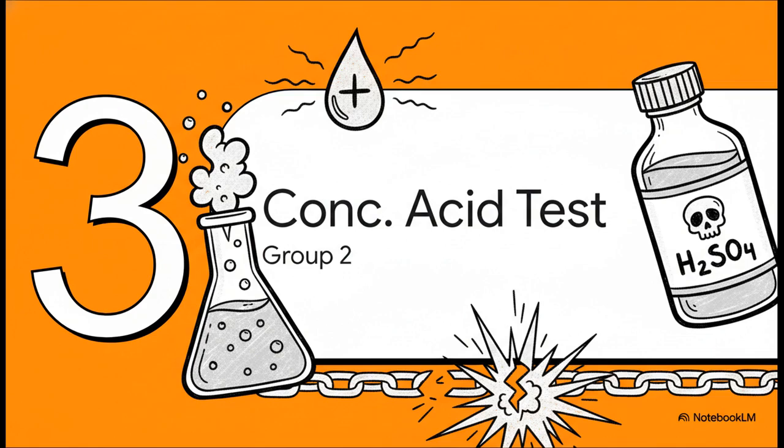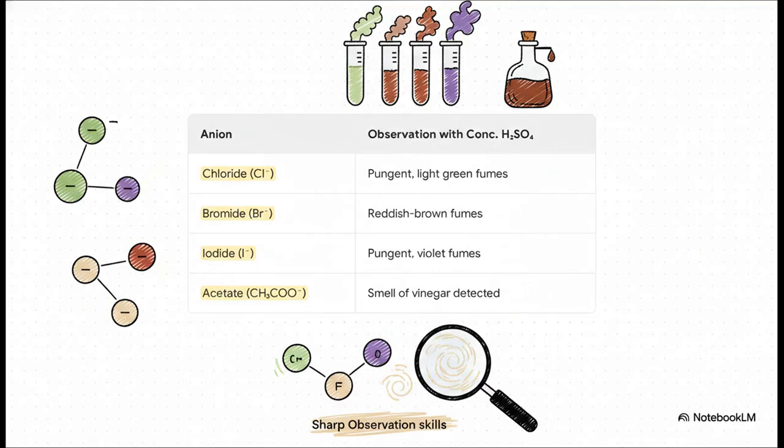Okay, this is where having a keen eye and a good nose really comes in handy. Each anion in this group gives off a totally unique signal. For the halides, chloride, bromide, and iodide, the color of the fumes is a dead giveaway.